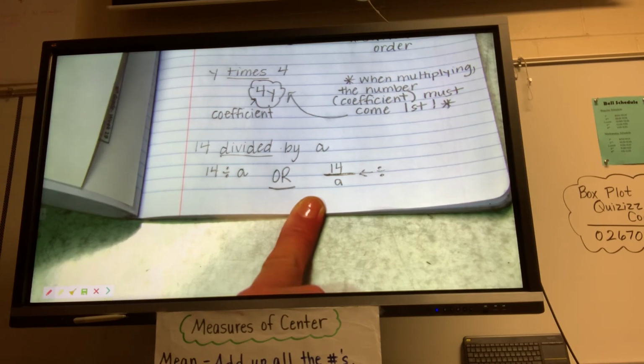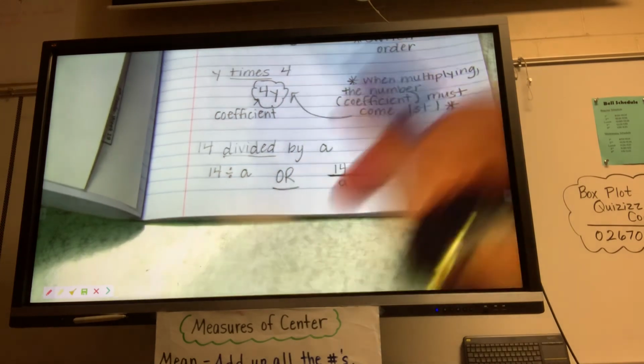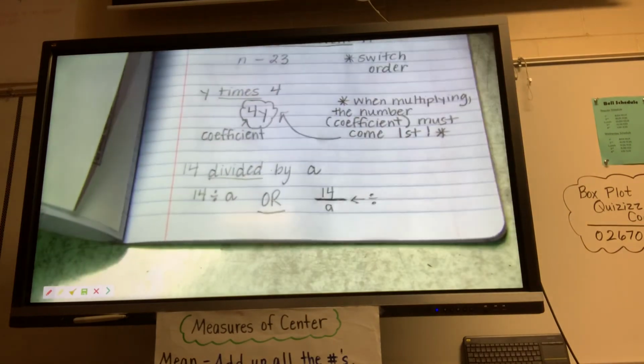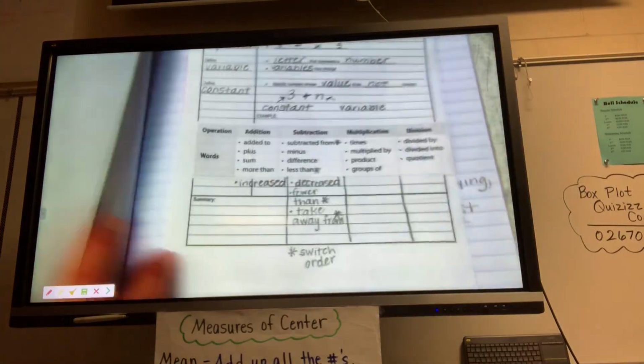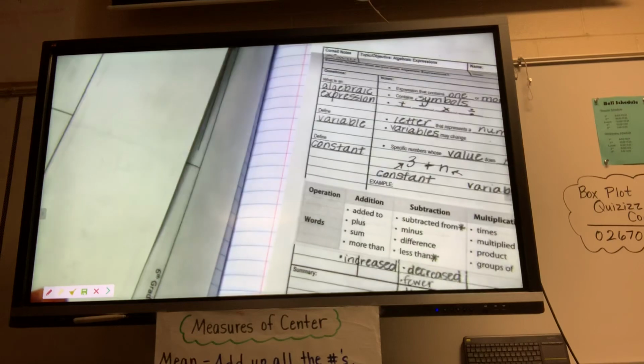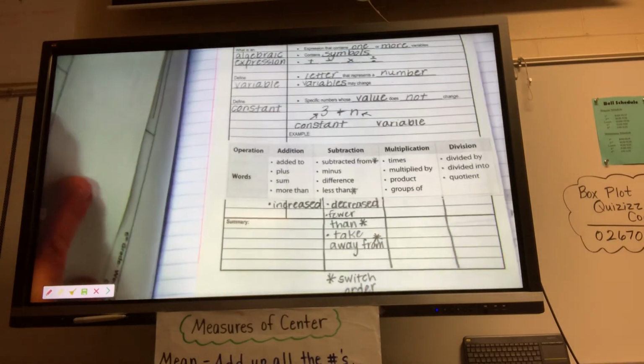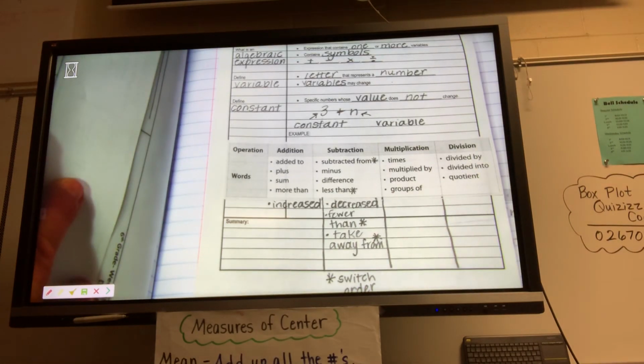Okay? All right. So again, when we are writing expressions, they're going to give it to us in words, and then we're going to have to actually write the actual problem.